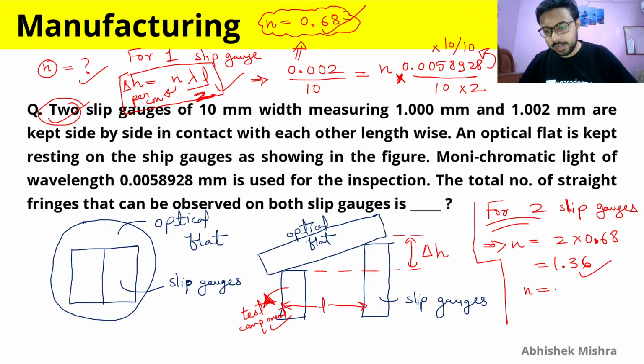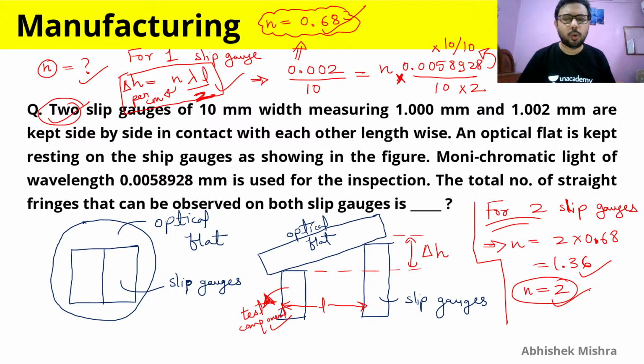And you can write n as 2, because if we want to write it as a whole number, we will write 2. So the total number will be 2, because 1.36 is not a whole number and the total number of fringes is asked. So this is the way to do this slip gauge question. What we can understand from here is the formula that is written at the top.